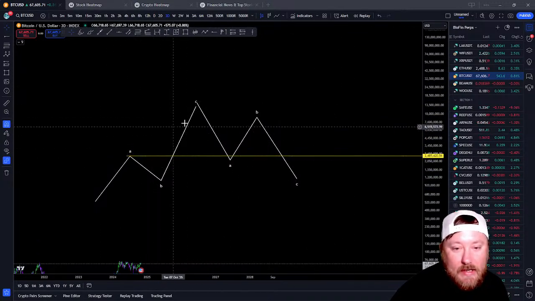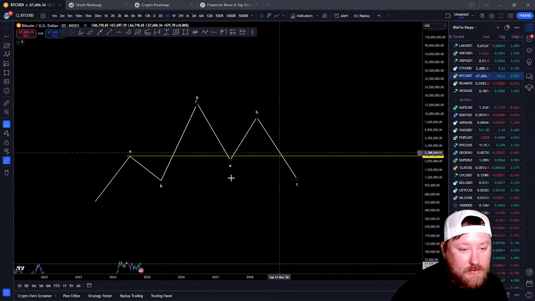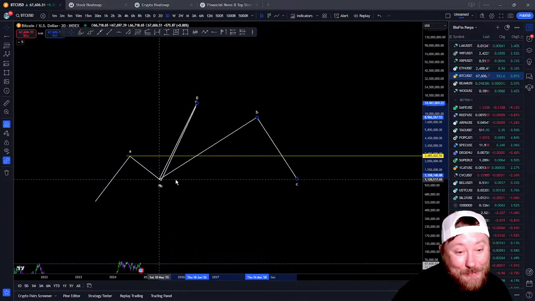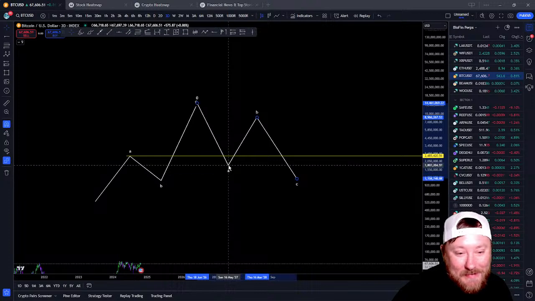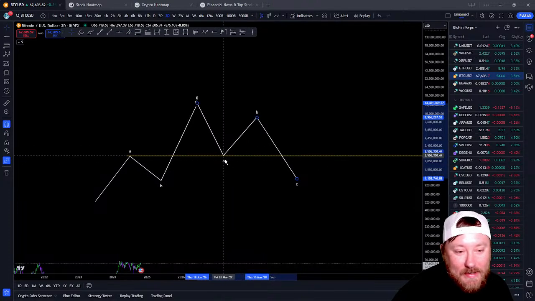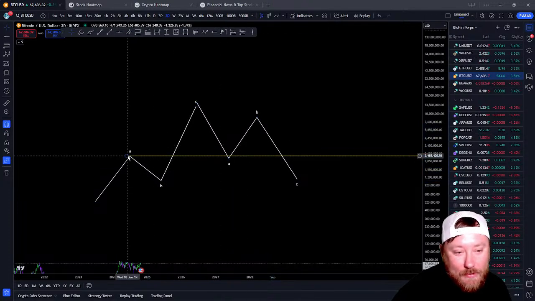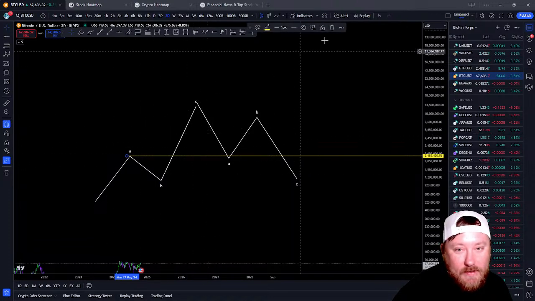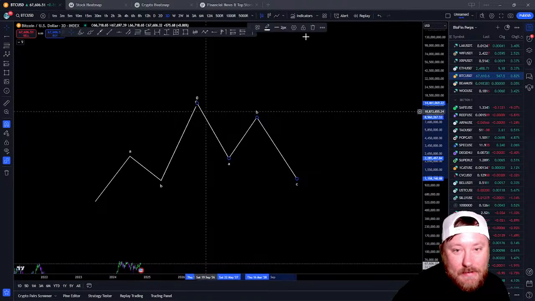So get rid of the yellow one because it's not a 1, 2, 3, 4, 5, and instead it is just a corrective structure. Bonus points if we come down and break this low here, because that would really tell us price is kind of weak. But definitely breaking into that territory of wave 1 would invalidate the 5-wave impulse idea.